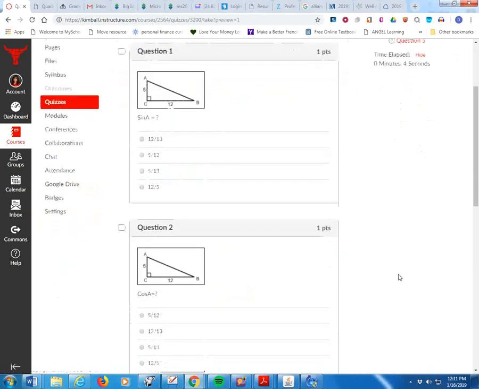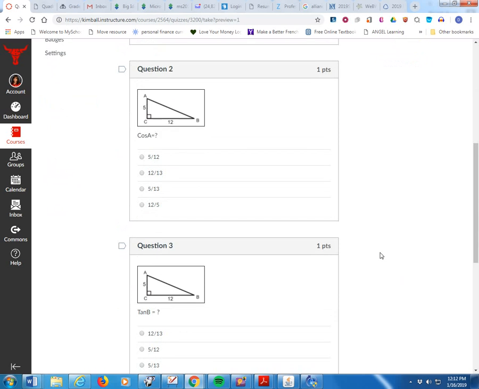Okay, so in this triangle, what would sine A be? 12 over 13. Because the missing side is 13, it's a 5, 12, 13, which is a Pythagorean triple. But if you didn't know that, you could solve for it by the Pythagorean theorem. Once you know it's 13, sine of A is opposite, which is 12, over the hypotenuse, which is 13. Cosine A here is 5 over 13, adjacent over hypotenuse.